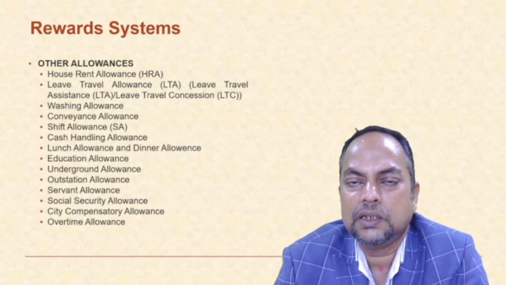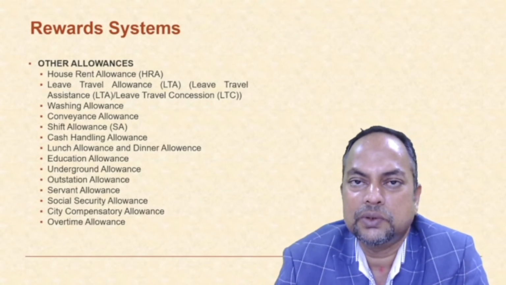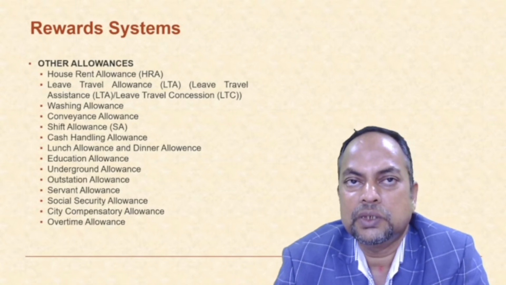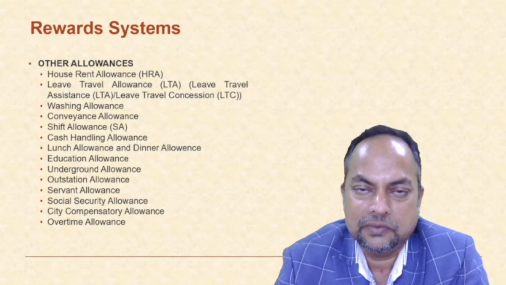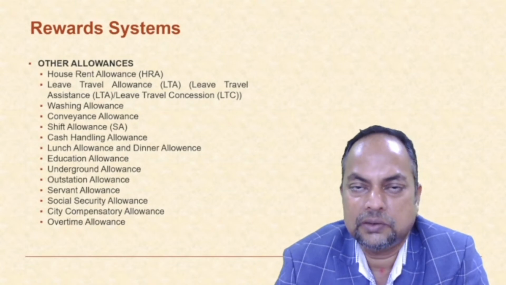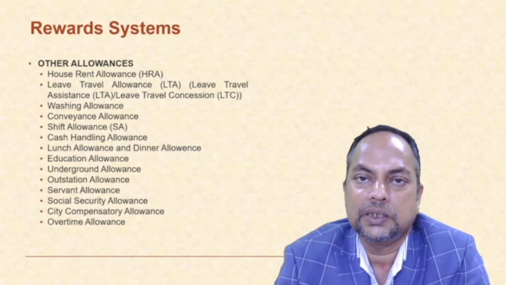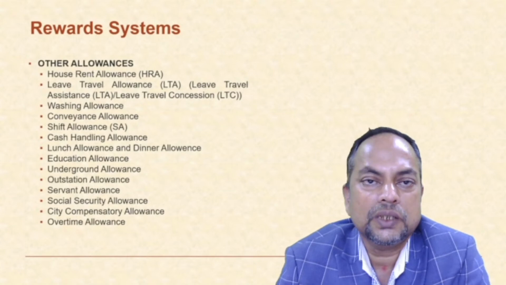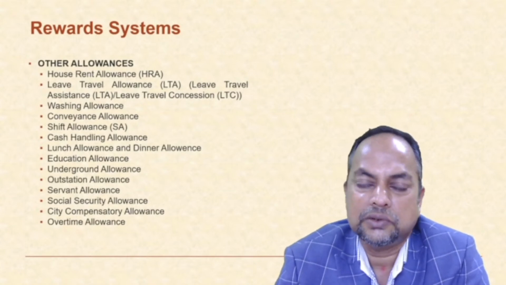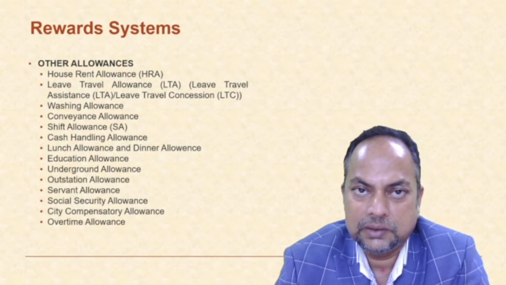Lunch allowances and dinner allowances are also being provided to the workers. Wherever there are no canteen facilities available in the factory premises, where subsidized food is provided to the workers, there these lunch and dinner allowances are provided, right?